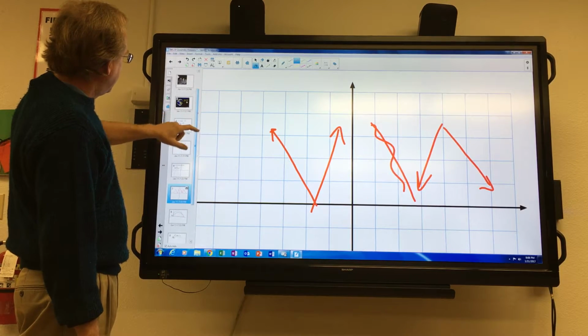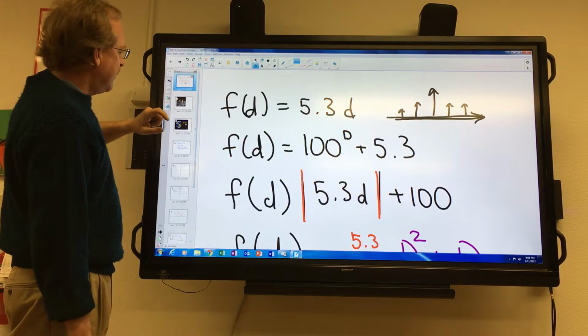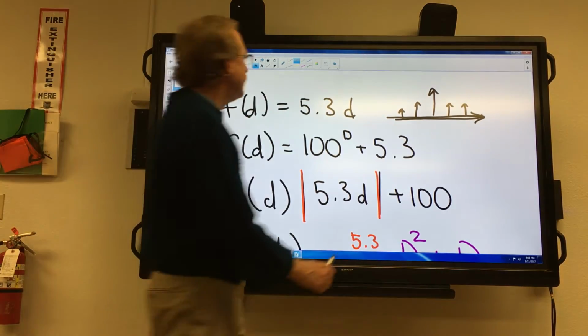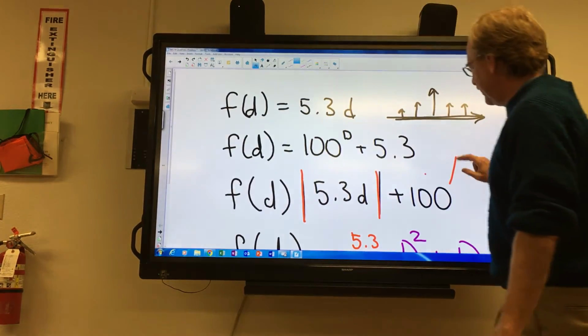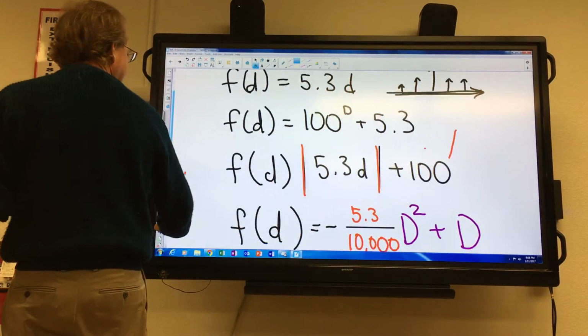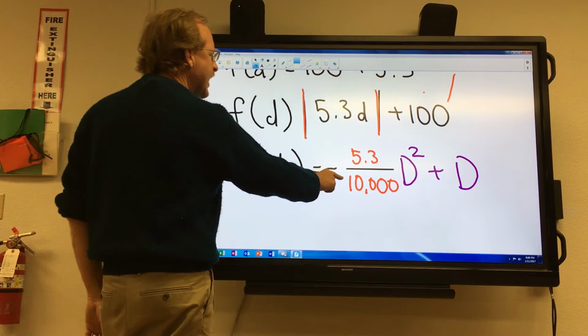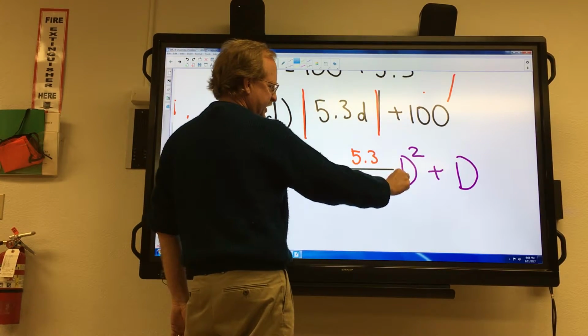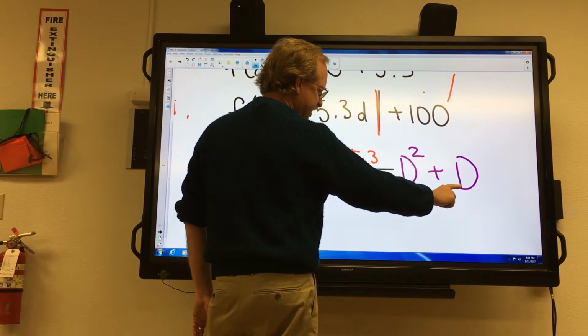Where is that puppy at? There he is. Sorry, he's hiding on me here. See if I can get him to come up. There we go. Negative 5.3 over 10,000 d squared plus d.